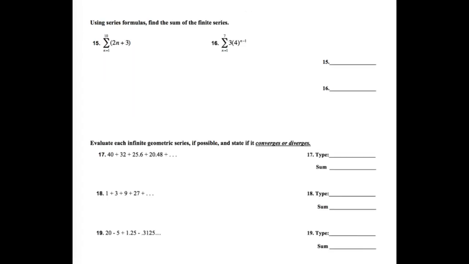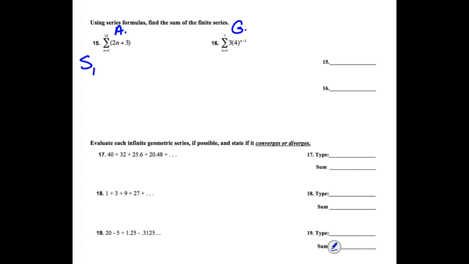All right, questions 15 and 16. Use series formulas to find the sum of the finite series. Which kind is the first one? Arithmetic. It looks linear. Yes? Second one is geometric, right? Our variable is an exponent. And it really looks like a sub 1 times r to the n minus 1, doesn't it? They don't have to look quite that closely to our nth term formula. All right. Arithmetic. We are summing. How many numbers are we summing?